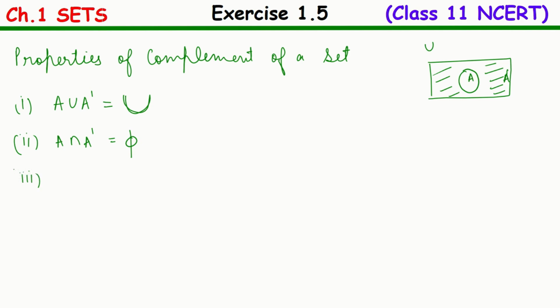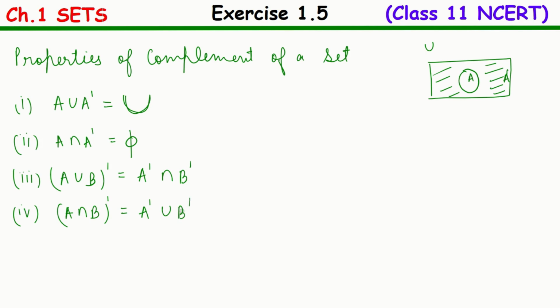The next property is De Morgan's law, which says that (A union B) whole complement is equal to A complement intersection B complement. Another property is (A intersection B) whole complement is equal to A complement union B complement. Another one is (A complement) whole complement is equal to A. If we consider A and A complement and then the complement of A complement, it will become A.